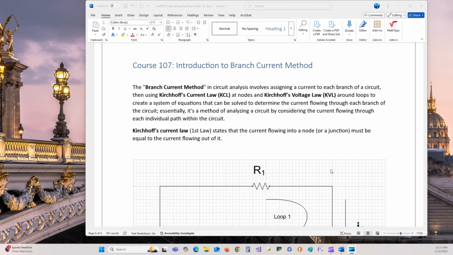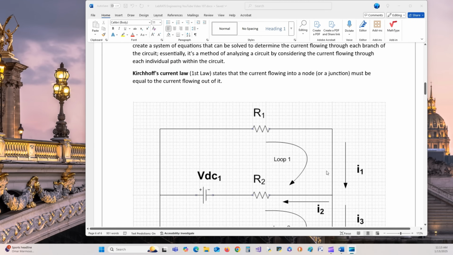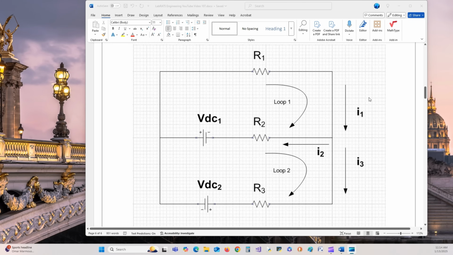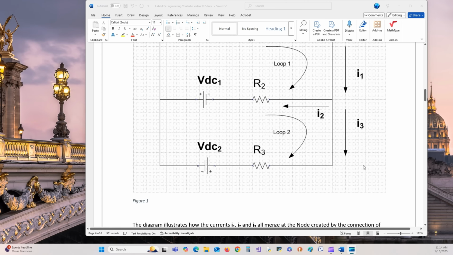Essentially, it is a method of analyzing a circuit by considering the current flowing through each individual path within a circuit. So as we see Kirchhoff's current law, the first law states that the current flowing into a node or junction must be equal to the current flowing out of the junction. Here is our junction. So I1 is going into the junction, and I2 and I3 are flowing out. So the sum of these will equal zero. So I1 equals the sum of I2 and I3, and then if you subtract them from each other, you'll get zero.